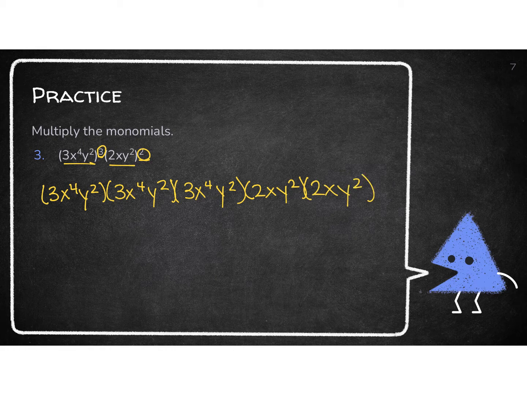So now we're just going to do what we've been doing. We're going to multiply the big numbers. So I'm going to do 3 times 3 times 3 times 2 times 2. Make sure you use a calculator with that, you guys. When I did that in my calculator, I got 108. Now we're going to do our x's. I have 4 plus 4 plus 4 plus 1 plus 1, I got 14. And then you're going to add your y. So 2 plus 2 plus 2 plus 2 plus 2, I got 10.